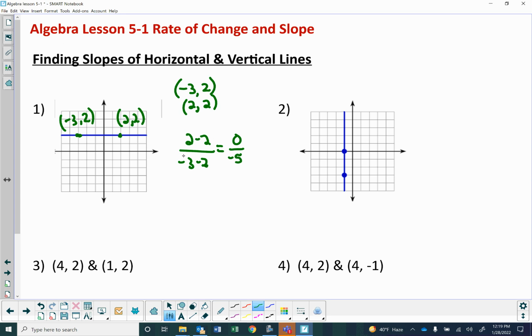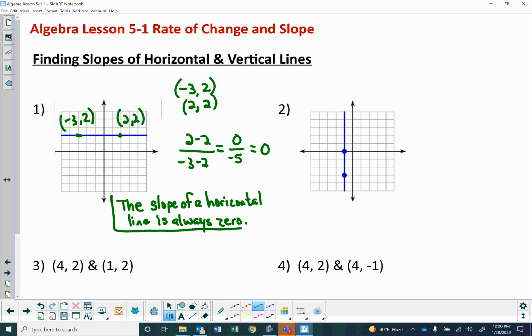Well, whenever I have a 0 in my numerator, when you reduce that, you always get 0. Okay. The slope of a horizontal line is always 0 because you're not rising, you're only running. You're not going up or down, you're just going left and right. So the slope of a horizontal line is always 0. Do not say no slope. Say 0 slope. It is defined as having 0 slope.